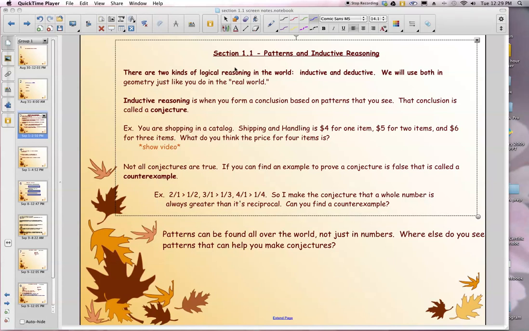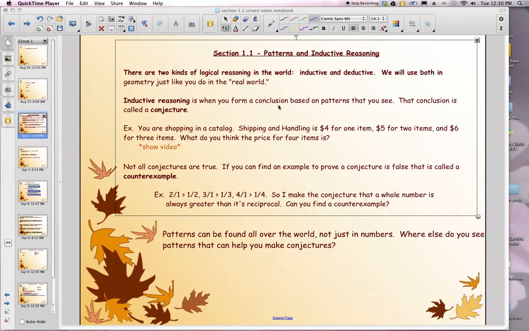This lesson is on section 1.1 in geometry, which is about patterns and inductive reasoning. There are two kinds of reasoning that we are going to talk about throughout this school year. One is called inductive reasoning and the other is called deductive reasoning. Both of those you will have to use in the real world. Both of those you have used already.